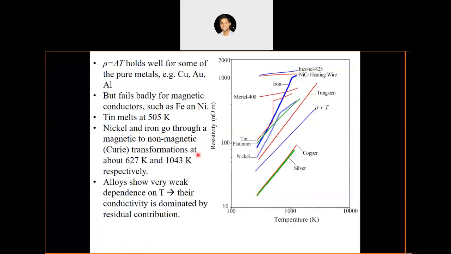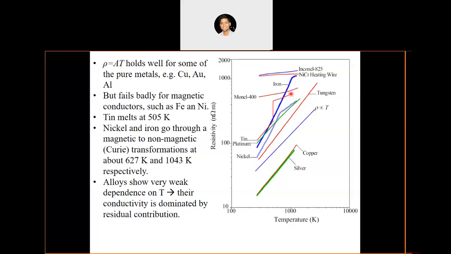Now let us start looking at deviations. First of all, it fails badly for magnetic conductors. For example, iron and nickel are magnetic conductors. Nickel, you can see in this plot, is light blue, and iron, where is iron? This is iron, which is dark blue, right? First of all, these lines are not very much parallel to this, and secondly, there is a sudden change. There is a discontinuity in the first derivative, right?